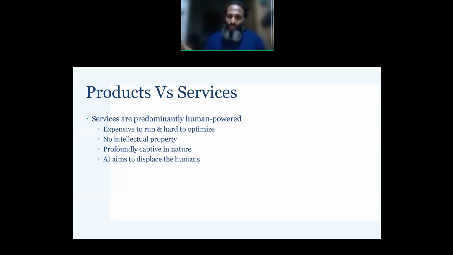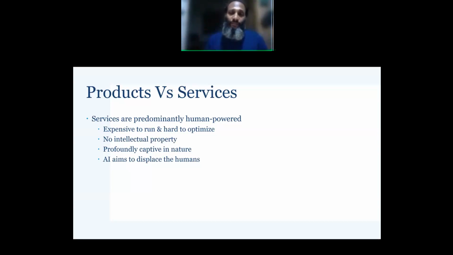And when you are offering human powered services, there is no scope for you scoring an intellectual property, because you are working for somebody. You are not even working with somebody. You are working for somebody. So if that somebody is gone, you have no value, right? So there is zero intellectual property opportunity.